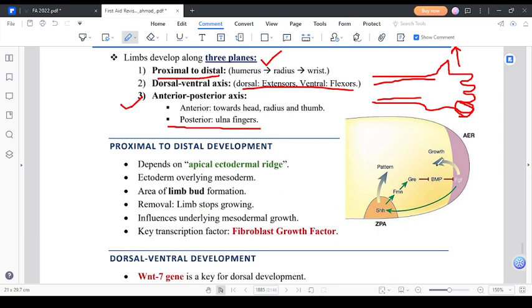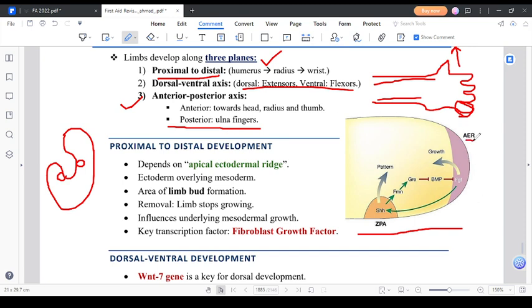Then proximal to distal development. Now coming to this diagram, which is representing the limb development. Suppose this is the fetus, and the fetus looks something like this, so there is emergence of limb buds. For the upper limb there are two limb buds, one on each side, and for the lower limb there are two limb buds, one on each side. This is a limb bud that is represented in this picture.